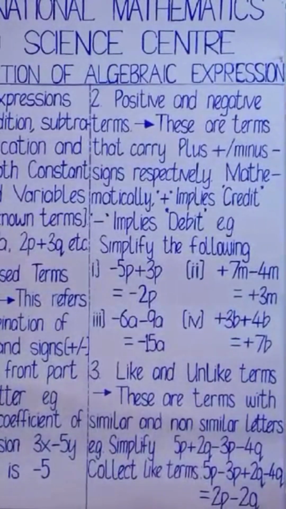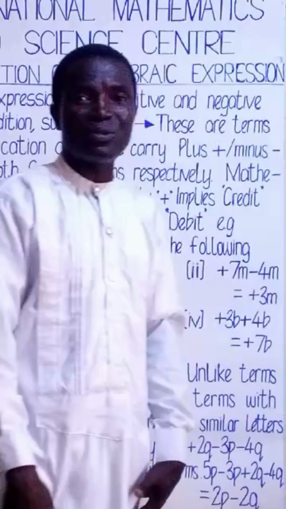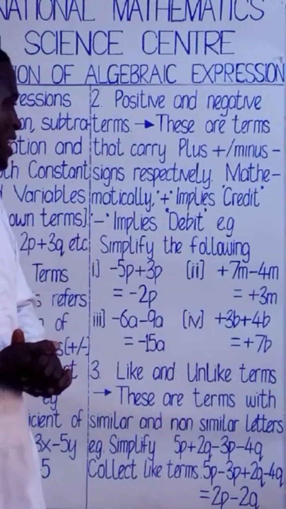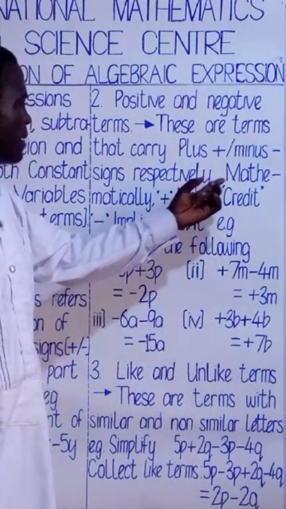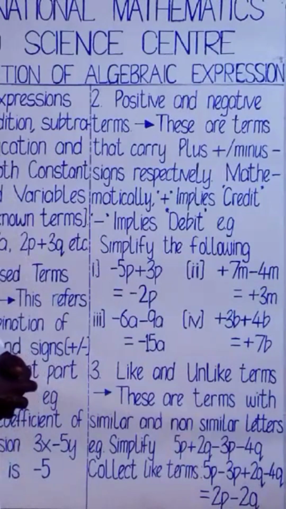When we say credit, credit is the amount of money that you have with you. That is credit. The amount of money that belongs to you personally, that is credit. And then we have the negative terms, which is minus. It implies debit. That's the amount of money you are owing.